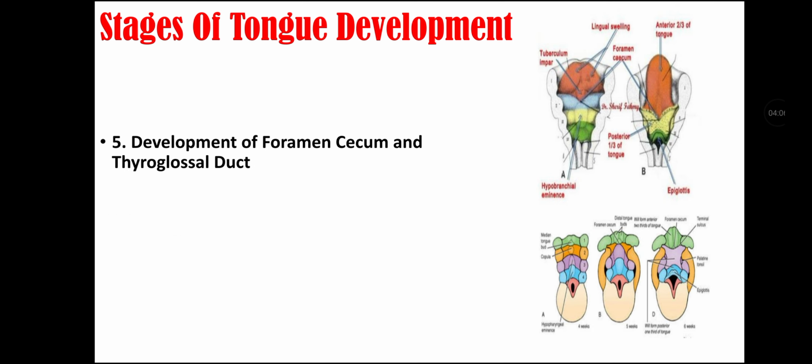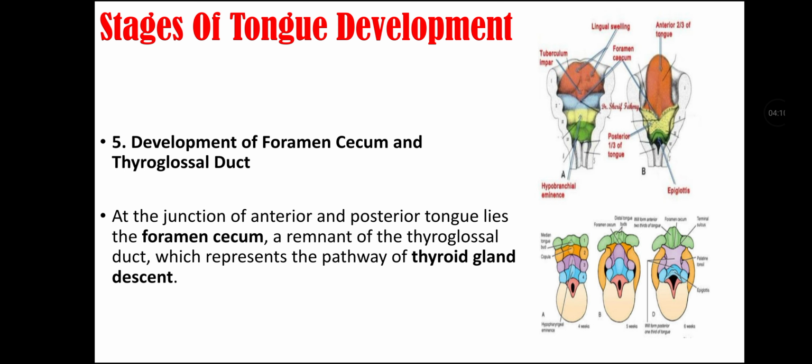Fifth stage of tongue development is development of foramen cecum and thyroglossal duct. At the junction of anterior and posterior tongue lies the foramen cecum, that is a remnant of thyroglossal duct, and this represents the pathway of thyroid gland descent.